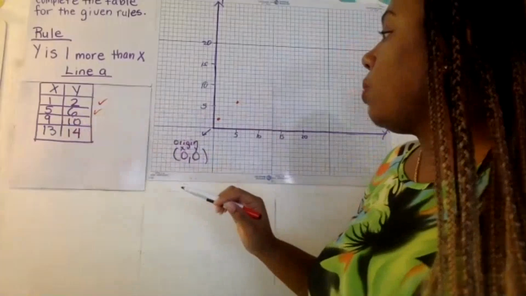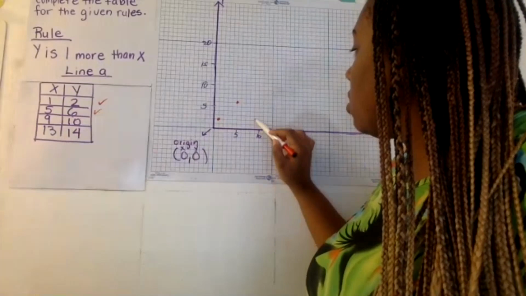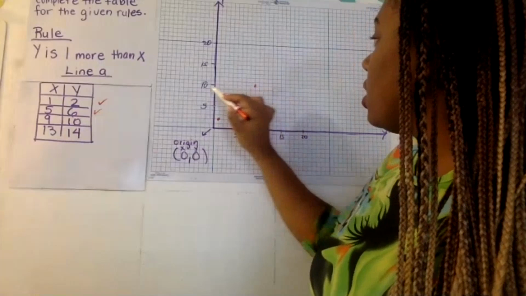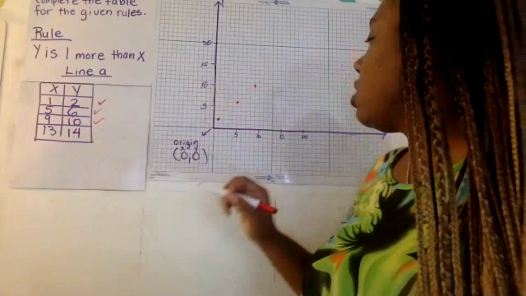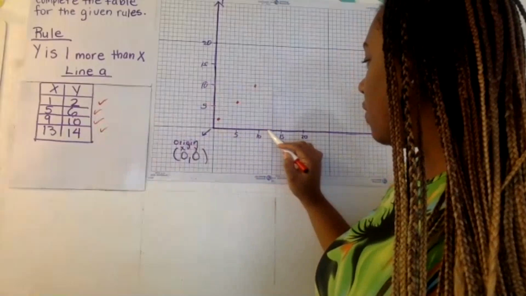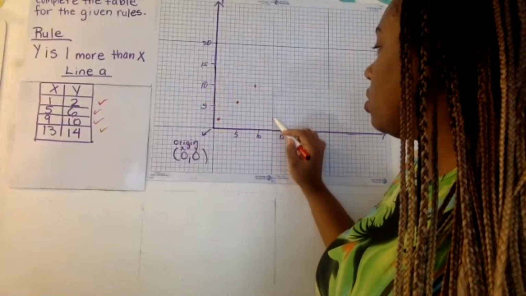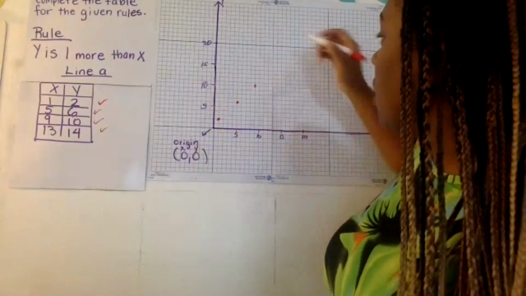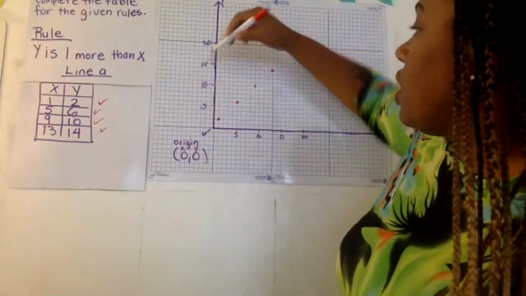And our third coordinate pair is 9, 10. We go over to 9 and we go up to 10. You can see our 10 on the y-axis. And our last point is 13, 14. So we go across to 13, 11, 12, 13. And we go up 14. And notice that 14 is right under 15 here.